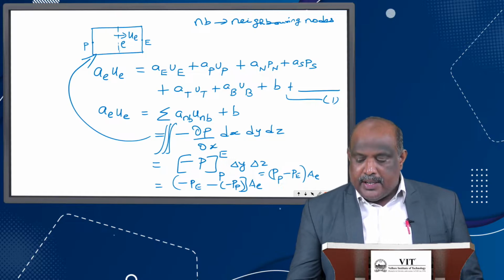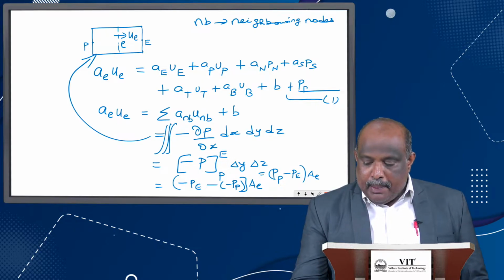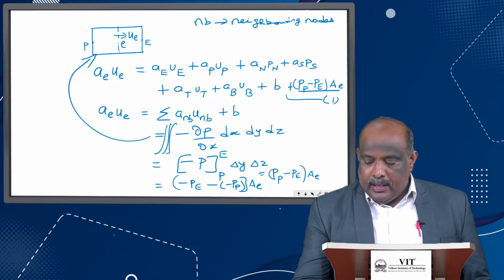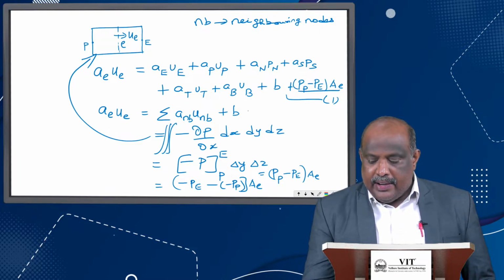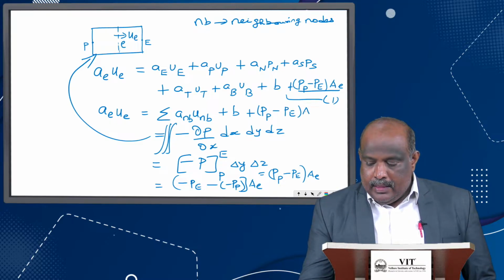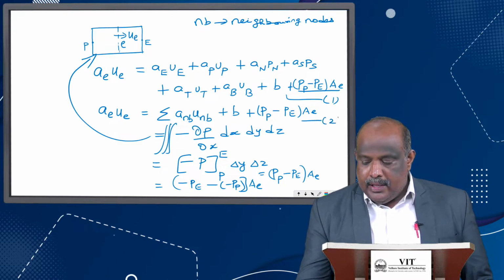Now the result of the pressure gradient term is nothing but plus PP minus PE into aE. So if I write in the second way, it will be plus the same term I have to add: PP minus PE into aE. So I hope you got it.